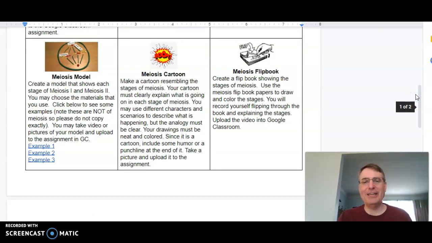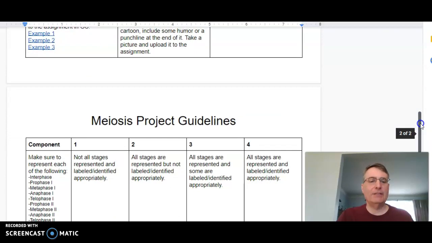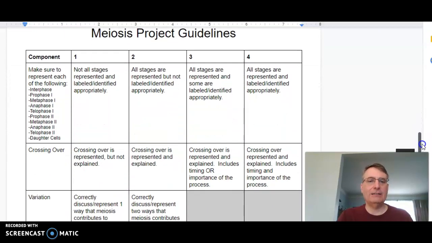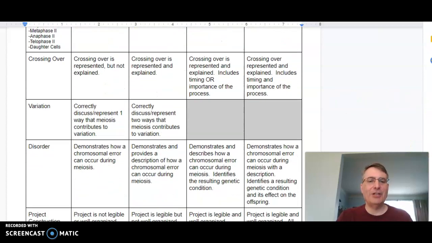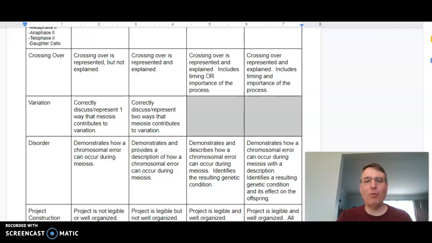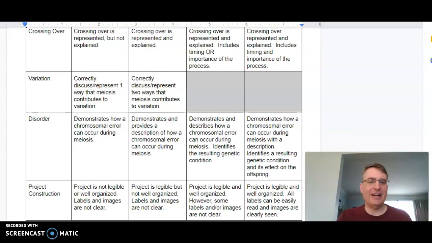Make sure you email it to me when you're done. And again, if you have any questions on this, make sure you ask. And check the rubric here so that you've got everything. Make sure you have all the phases and that they're labeled. Make sure you know when crossing over is occurring, what it does, explain it, why it's important, everything there. Variation: how does meiosis create variation?